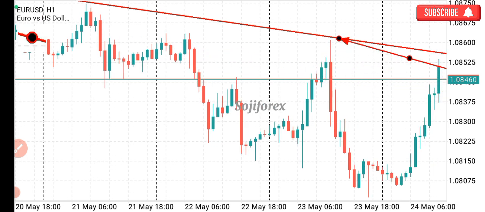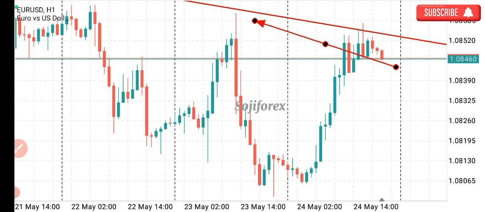You can see another one. So all you need to do is wait for price to pull back to the zone of your trend line, and then you make your entry. You can use your confluence of Fibonacci for you to confirm more.